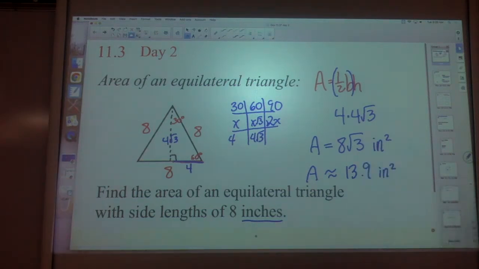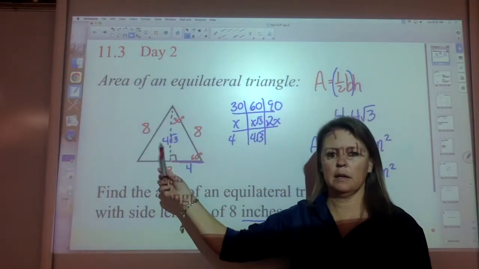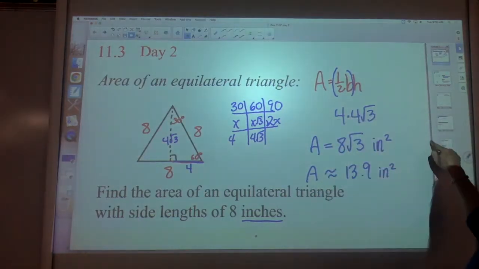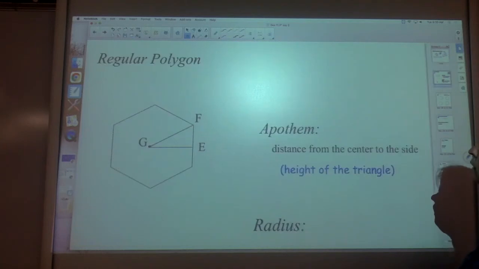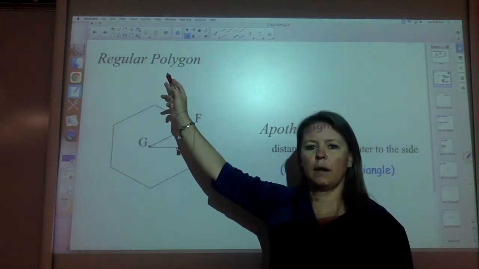So how are we going to do an area of an equilateral triangle every time? We're going to cut it into a 30, 60, 90 and find the pieces that we need. Okay? I know that was fast, but you have the liberty of pausing the video. If we know how to do a regular triangle, or an equilateral triangle, then we are also going to know how to do every regular polygon.